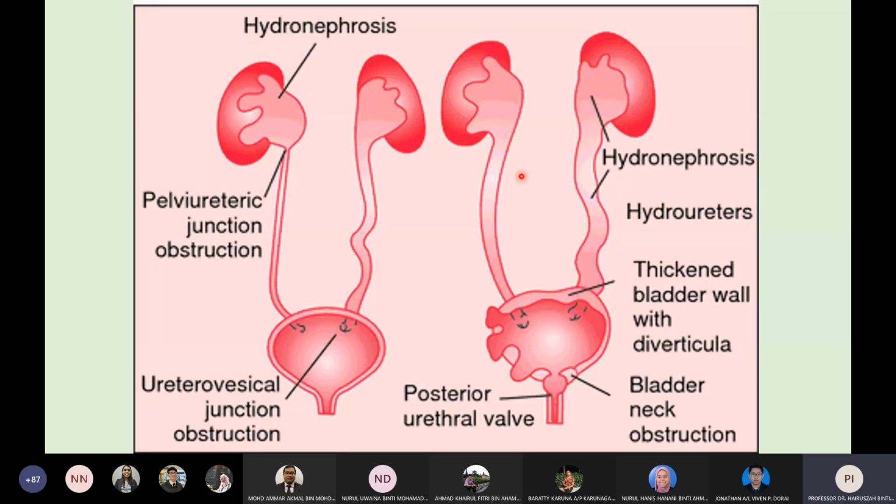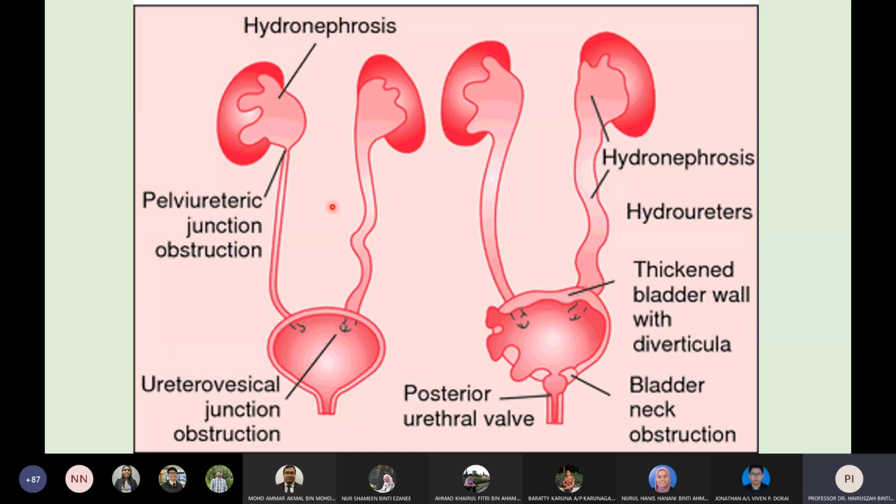Another diagram to illustrate to you, right? When you have obstruction at the pelvic ureteric junction, this is a congenital anomaly. You can have stenosis here. So this part will be obstructed, will be dilated and cause hydronephrosis. If you have uretero-vesical junction stenosis or atresia or obstruction, then the dilated part will start from here, the ureter up to the pelvicalyceal system. So hydroureter will start here.